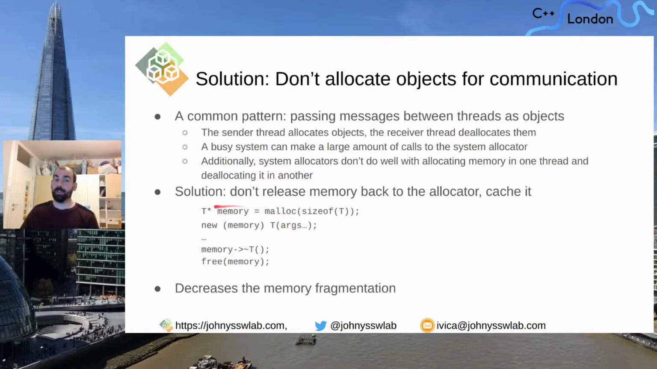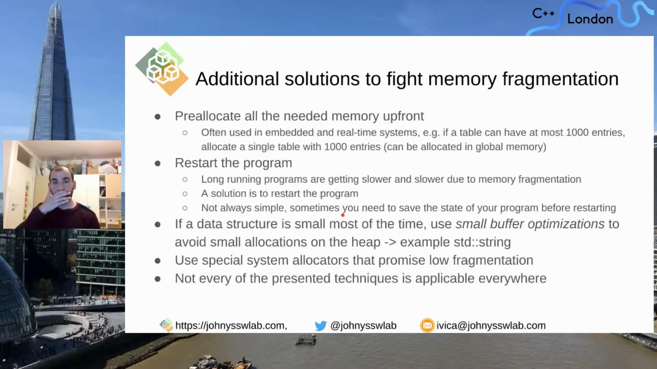So you will allocate your object like this, and then when you want to destroy it, you call the destructor like this, but don't call free on that block of memory. Just keep it somewhere on the side so that you can reuse it later. The next time you need a block of memory, instead of calling malloc, you can simply reuse the block that you stored elsewhere. This approach also decreases memory fragmentation.